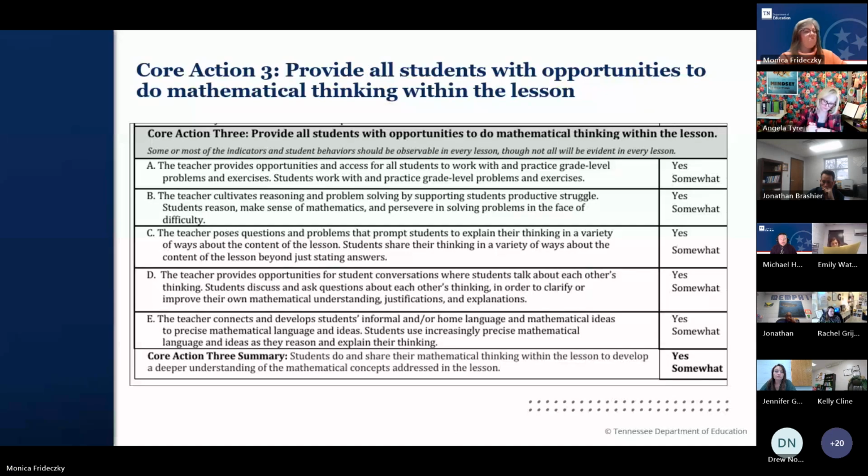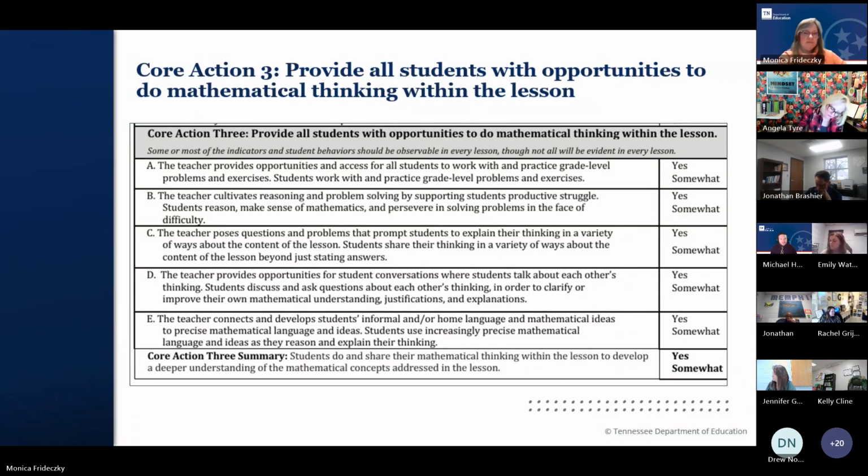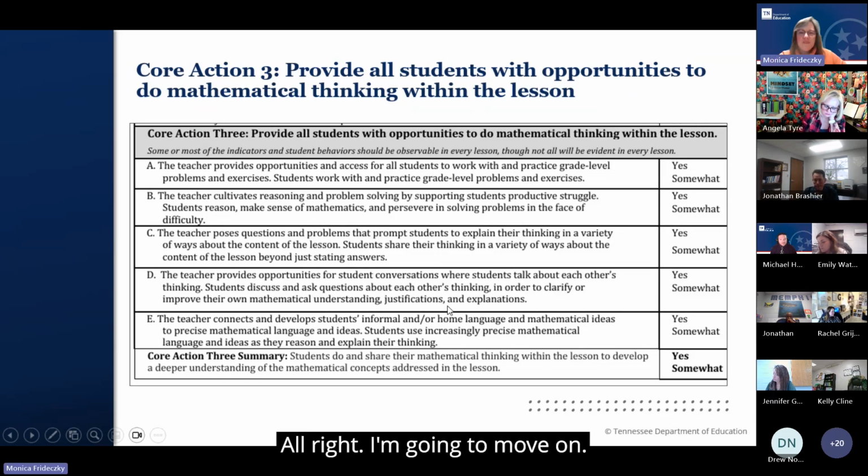Okay. Is there anything else anybody would like to share about core action 3? All right. I'm going to move on.